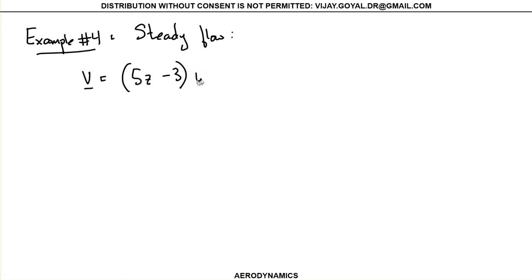Example number 4. This is steady flow. Okay, and it says that V is equal to 5 times z minus 3 i plus x plus 4 times j plus 4 times y k feet per second. You can see that there's no explicit function of time, so therefore it is a steady flow problem.